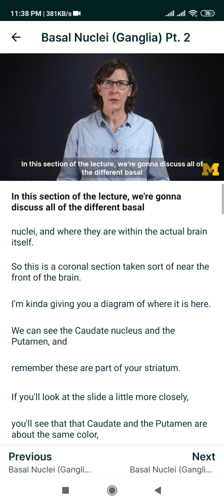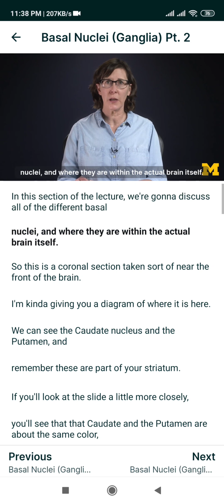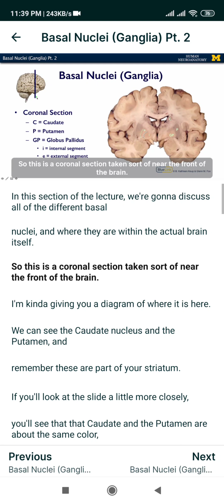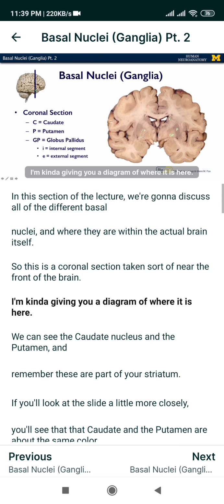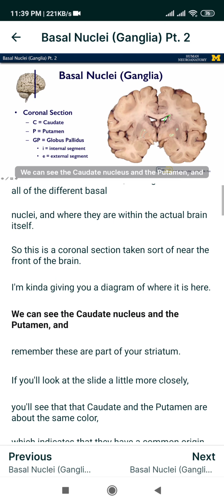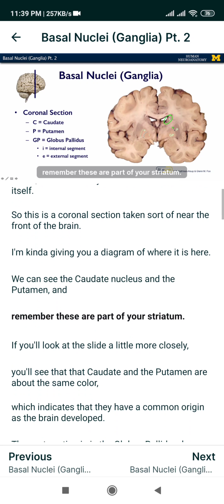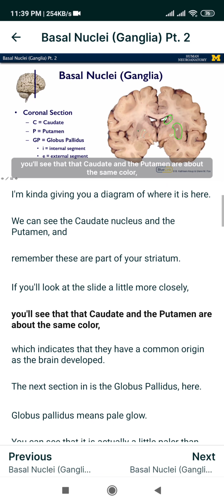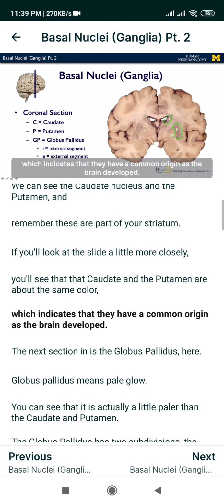In this section of the lecture, we're going to discuss all of the different basal nuclei and where they are within the actual brain itself. So this is a coronal section taken sort of near the front of the brain. I've given you a diagram of where it is here. We can see the caudate nucleus and the putamen. And remember, these are part of your striatum. If you look at the slide a little more closely, you'll see that the caudate and the putamen are about the same color, which indicates that they have a common origin as the brain developed.